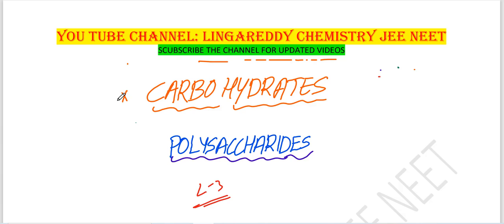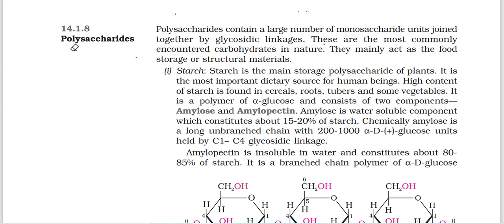Present chapter carbohydrates. The subtopic is polysaccharide, lecture 3. In this video we are going to discuss polysaccharides. What are polysaccharides? Poly means many, saccharide means mono units, monosaccharides. Already we know that. In the last class we discussed glucose and fructose, these are monosaccharides. The polysaccharides contain a large number of monosaccharide units joined together by glycosidic linkage.